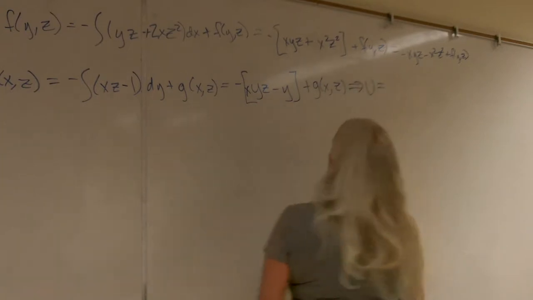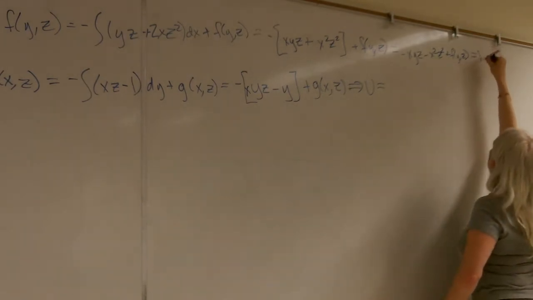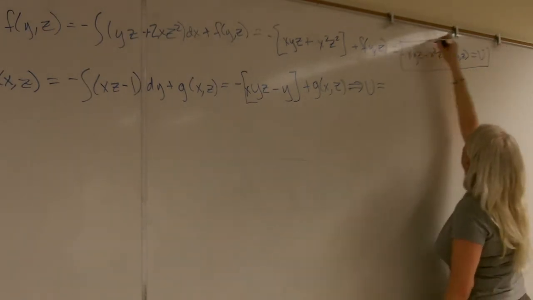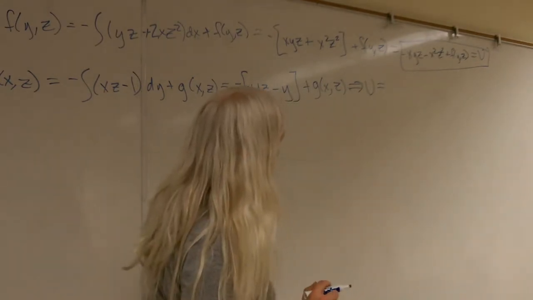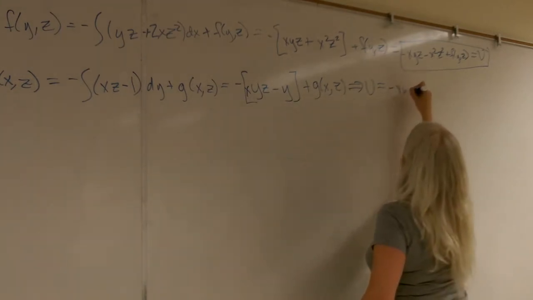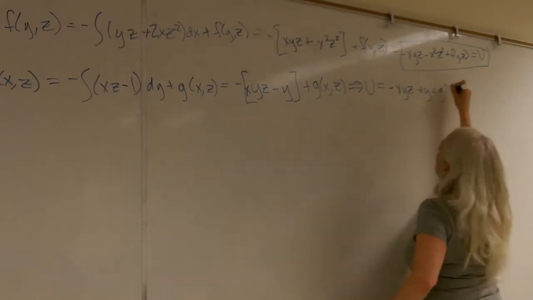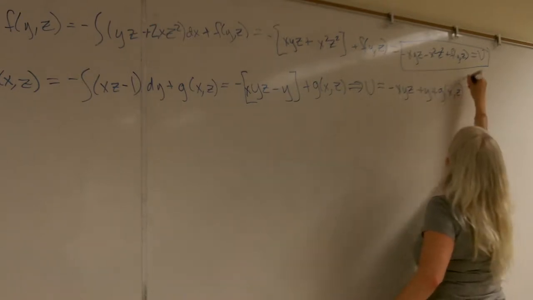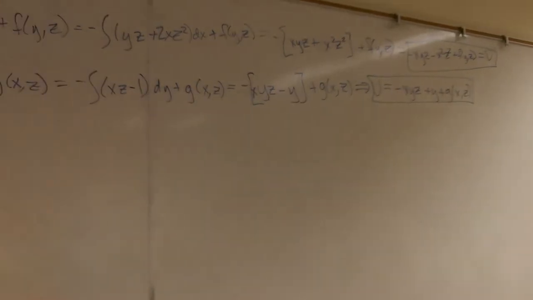So u, our tentative expression for u, maybe let's do that in the first line also. Right? That equals u. Let's put a box around that. So we'll remember that's what we've got from that first expression so far. Similarly, from the second one, we're going to get minus xyz plus y plus g of x and z. So there's our tentative expression for u as derived from the second equation here. Now let's do the third equation.